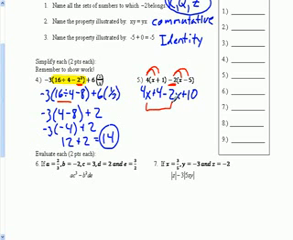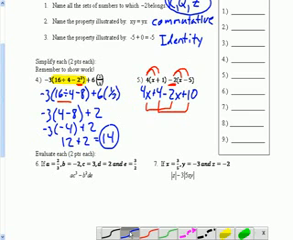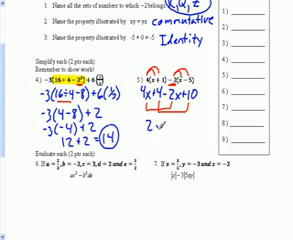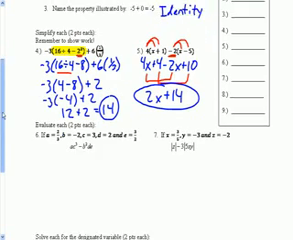And now I'm going to combine like terms. So the 4x and the minus 2x, the 4 and the 10. So that's going to leave me with a 2x plus 14. Okay, and that's how I leave my answer. All right, we're just simplifying that one.